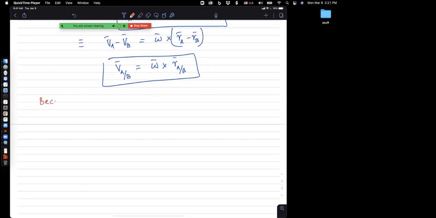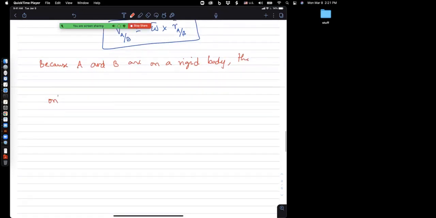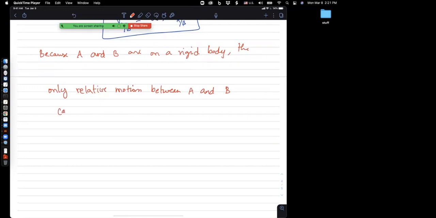Because A and B are on a rigid body, the only relative motion between A and B can be a rotation of one about the other, crudely speaking.